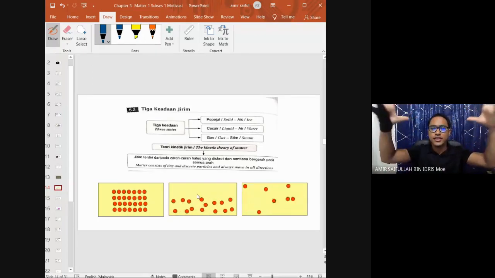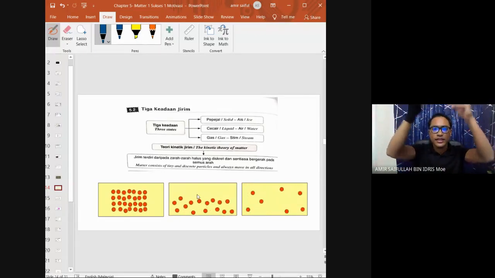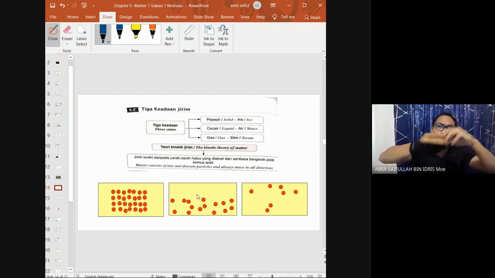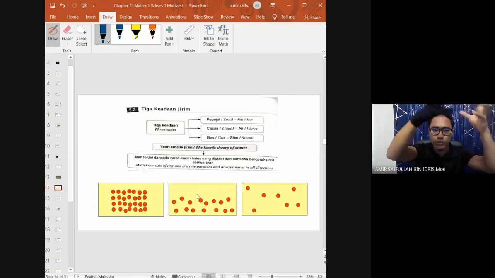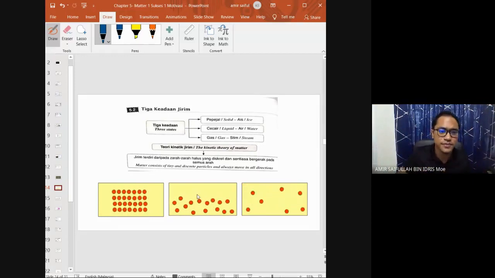Just that you can see it clearly because it is attached to the dust and to a lot of other molecules in the air. That's why the clouds are visible to us. Okay, so let's see the kinetic theory of matter.